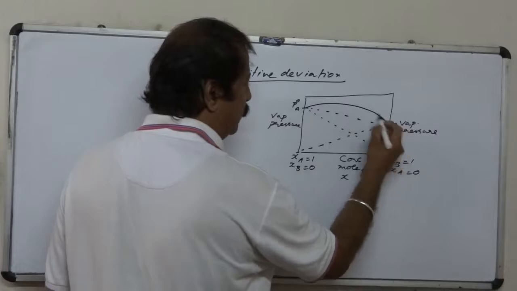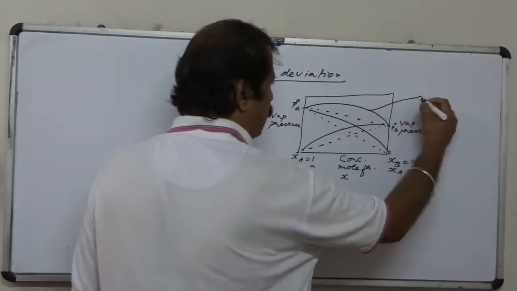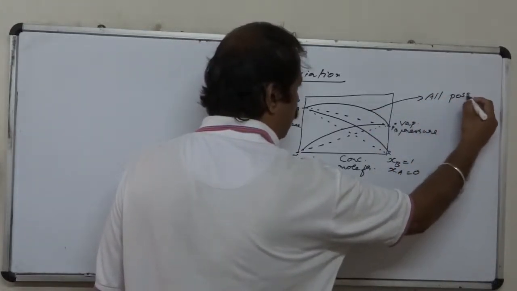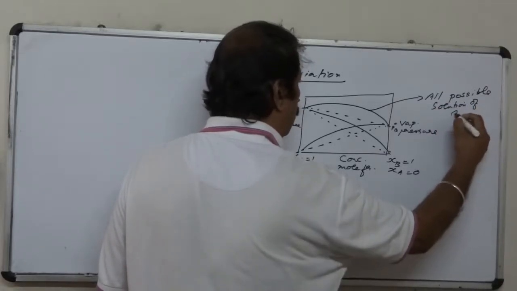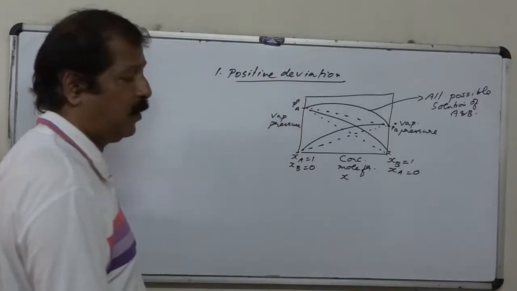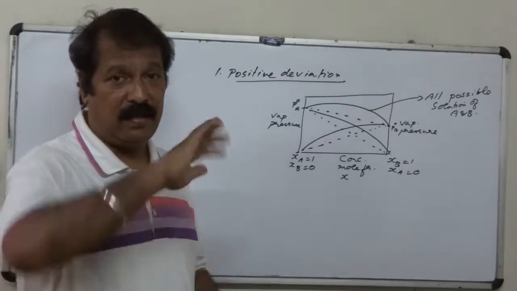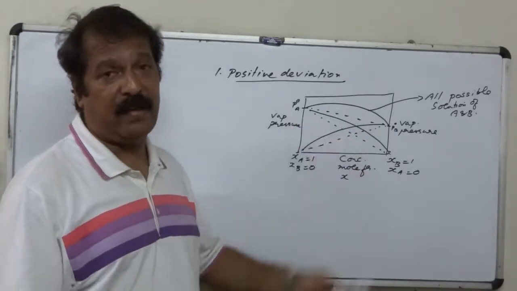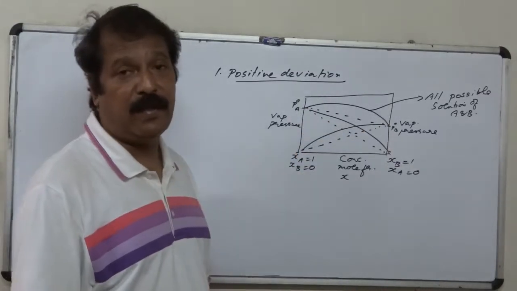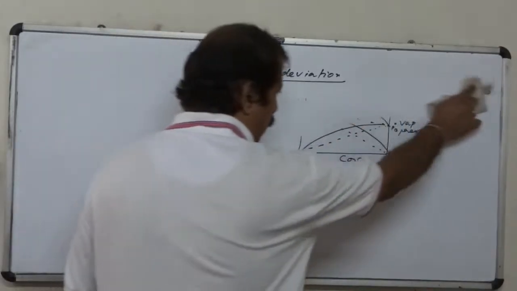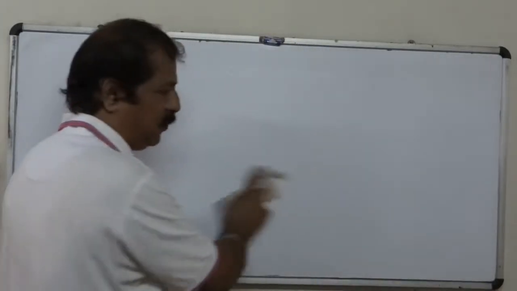The vapor pressure is greater than that of pure A and B. This represents all possible solutions of A and B which show positive deviation. This curve is above that of Raoult's law. The dotted line represents Raoult's law and our ideal solution, and this curve shows positive deviation from ideal behavior. So for positive deviation, delta V is positive and delta H is positive.